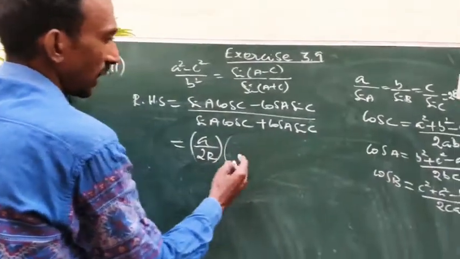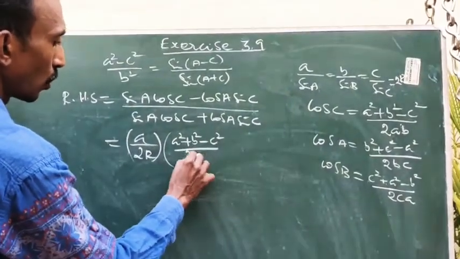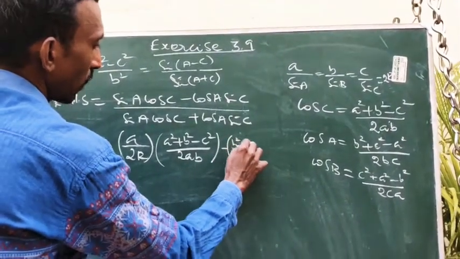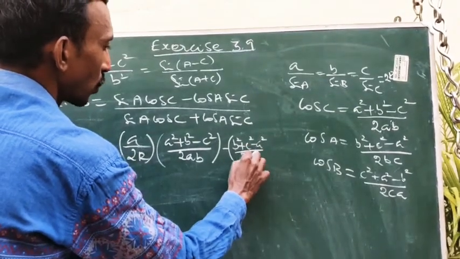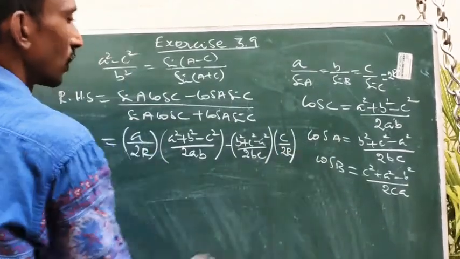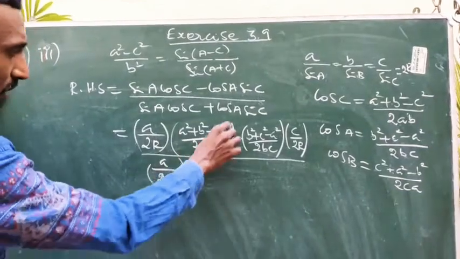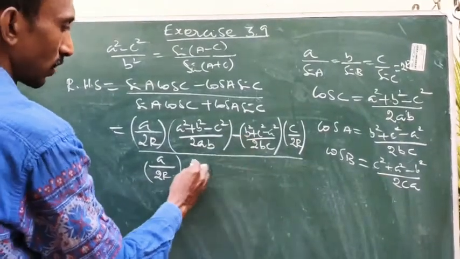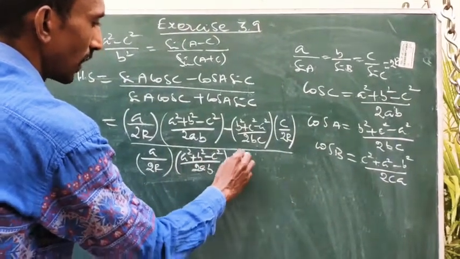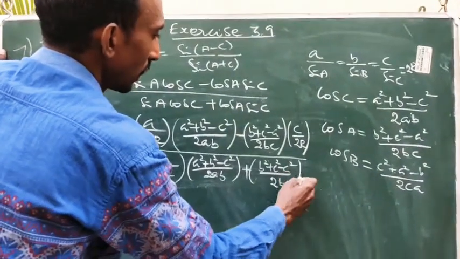into cos c. So cos c is (a square plus b square minus c square) by 2ab, okay, minus cos a, (b square plus c square minus a square) by 2bc into sin c. So c by 2r, okay, divided by, so a by 2r, the same terms but instead of minus, plus, okay. So (a square plus b square minus c square) by 2ab plus (b square plus c square minus a square) by 2bc into c by 2r.